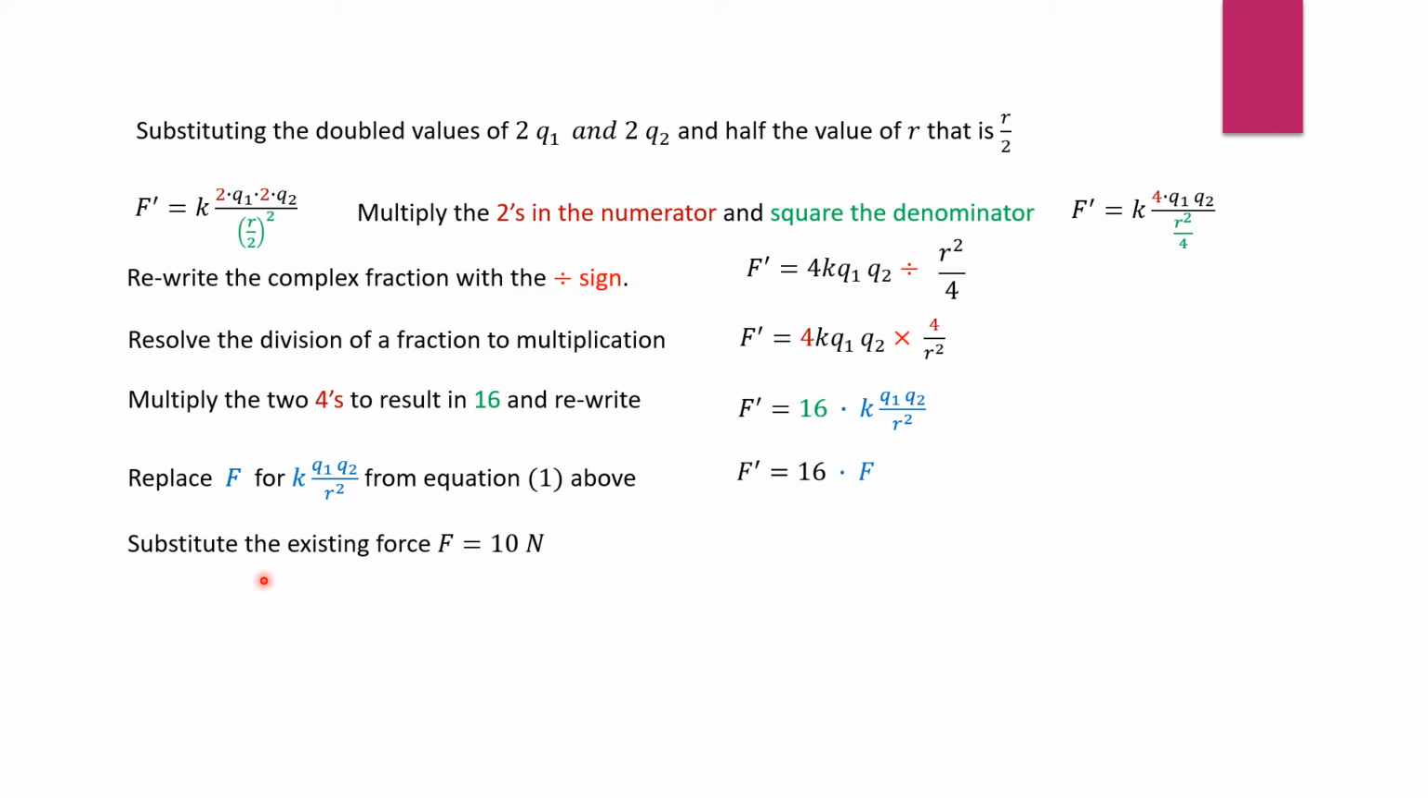Now, since the value of F was given as 10 Newton, substitute existing force F is equal to 10 Newton, and that results in F dash equal to 16 multiplied by 10. The new force F dash becomes F dash equal to 160 Newton.